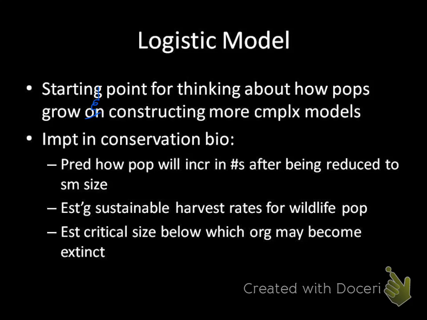And important in conservation bio, when you look at how predation affects a population, especially in populations that have been reduced to very small sizes. Estimating sustainable harvest rates for wildlife population, like hunting deer or even commercial fishing. And then estimating critical size below which an organism may become extinct. Example, here's the white rhino.